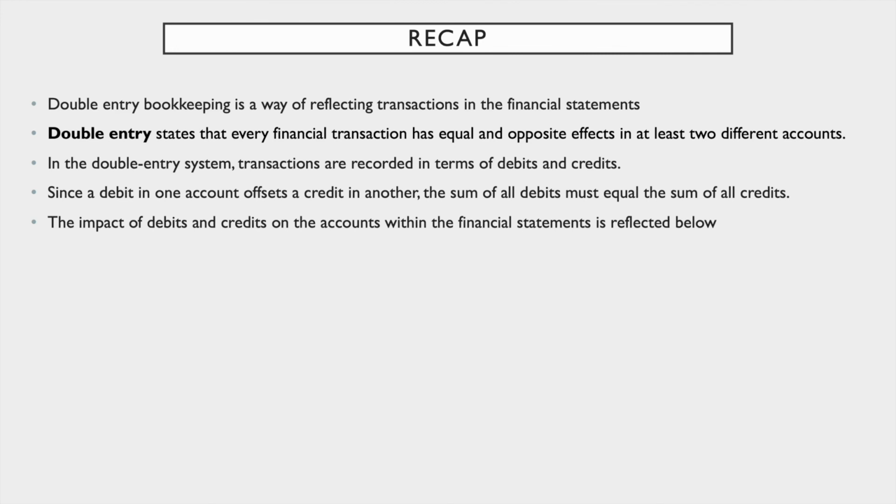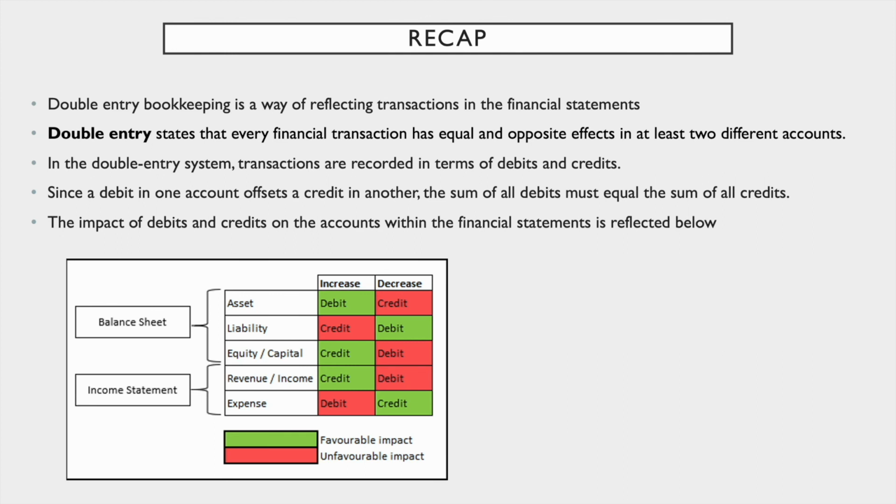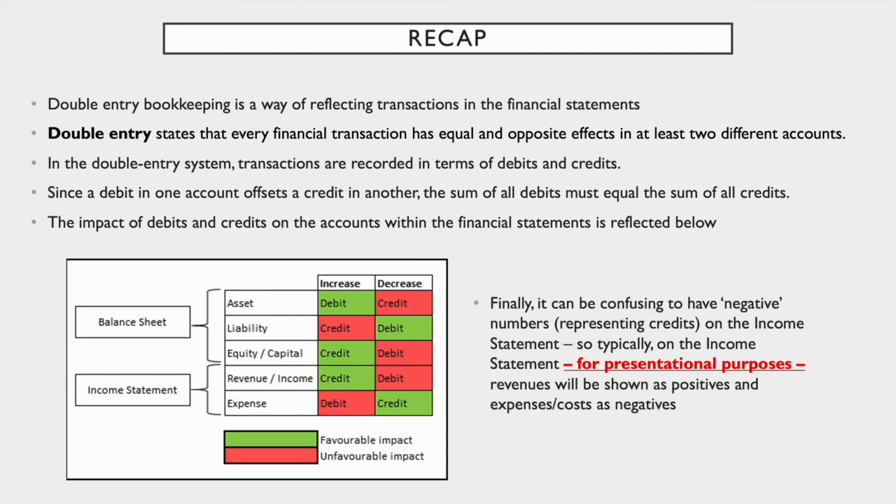The impact of debits and credits on the accounts within the financial statements is reflected below, and this is something that you simply need to memorize. The more practice you get, the more familiar you'll be with the impact of debits and credits on these key financial statement items. Finally, it can be confusing for various users of accounts to have revenue as a negative on the income statement. So typically on the income statement, for presentational purposes, revenues will be shown as positives and expenses will be shown as negatives. Just something to be aware of.